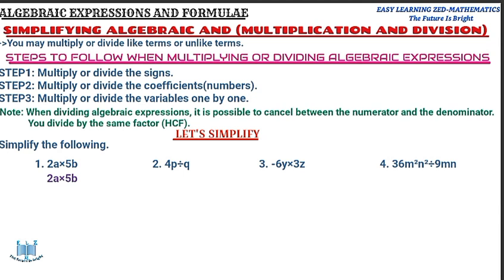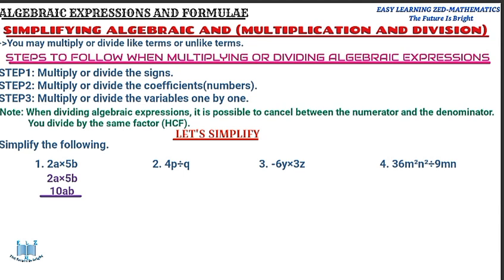Since these numbers are positives, positive by positive will give us positive. Then we go to step 2, where we multiply 2 by 5, which will give us 10, and we write 10 there. Then a multiplied by b will give us ab. That's why I've come up with 10ab. So that is the answer.